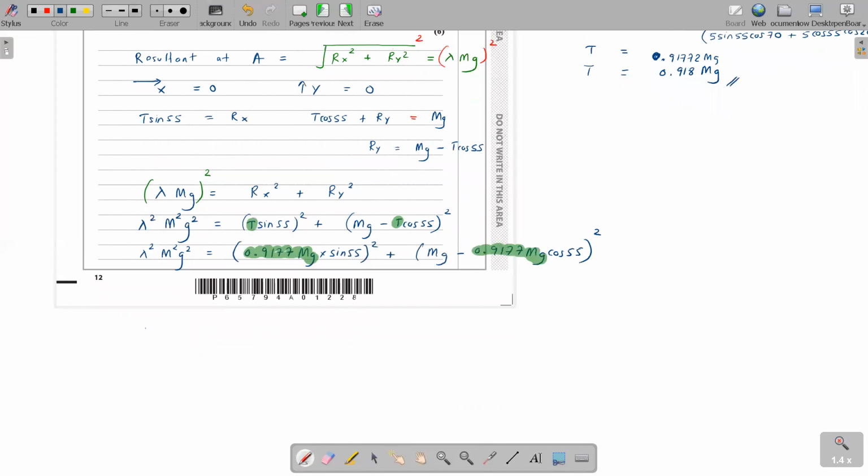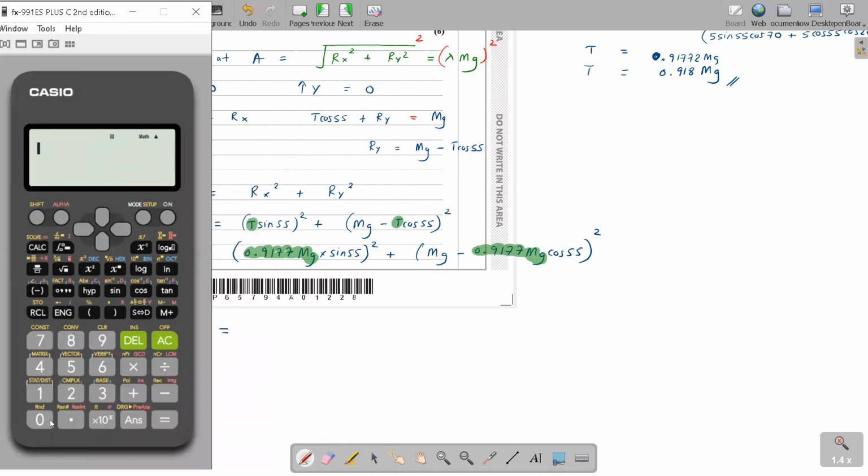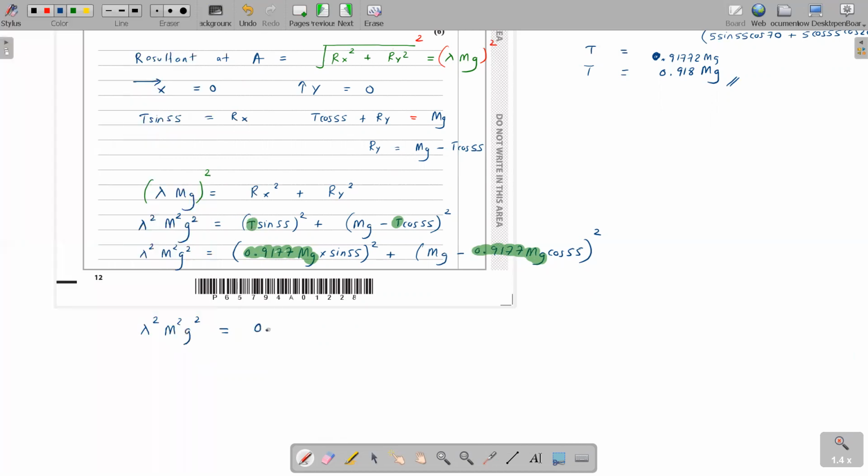Let's not suffer. So lambda squared, m squared, g squared. Let's give the work to our calculator. 0.9177 into sine 55, and that answer should be squared. Can you see? So 0.5651, and m squared, g squared.